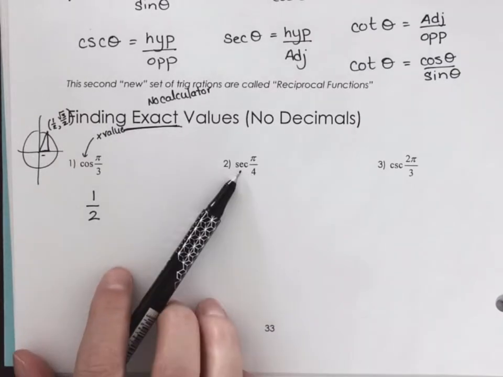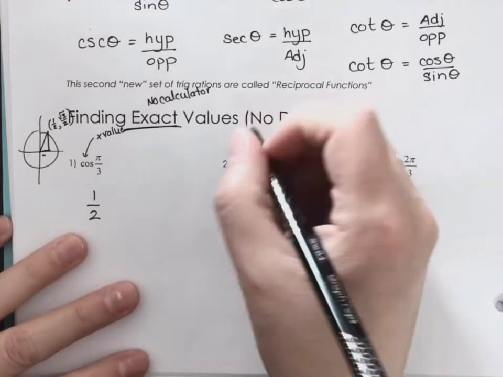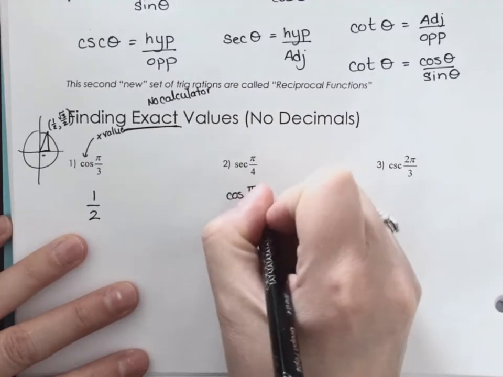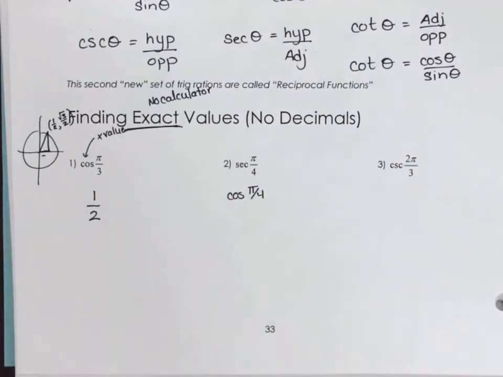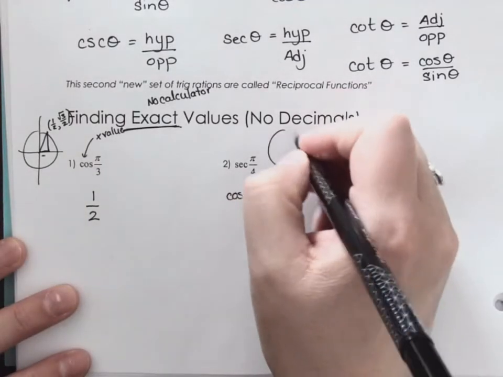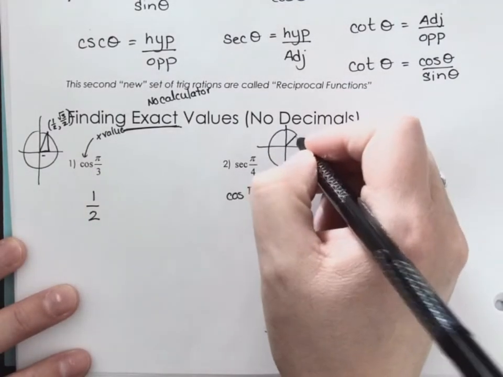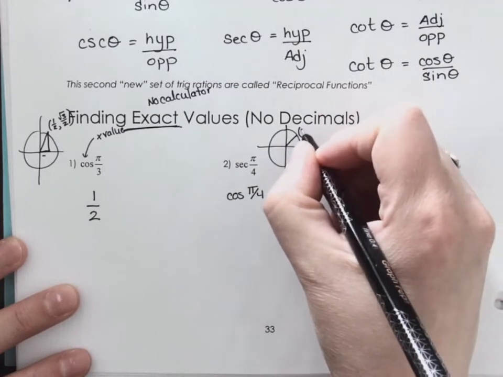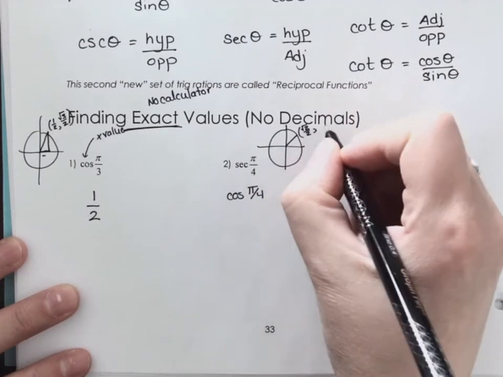Okay, secant. What is secant the reciprocal function of? Cosine. So what I do in my head is I figure out what cos of pi over 4 is. Pi over 4 is 45 degrees, so that's right in the middle. That'd be square root of 2 over 2. This is the nice one.